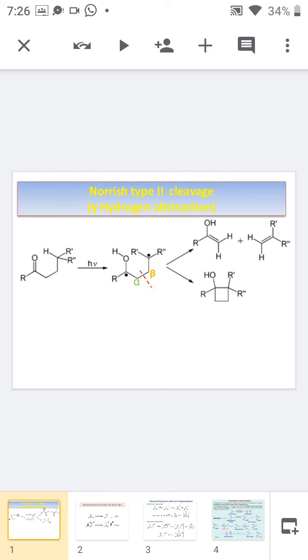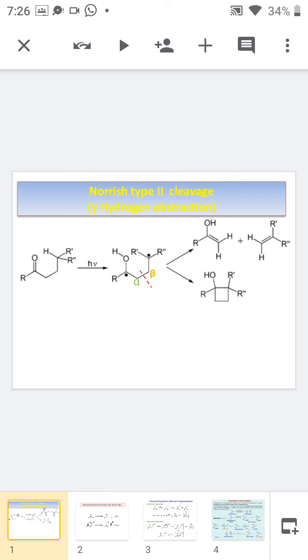Here also Norrish type 2 occurs in carbonyl compounds. So first of all, you know that the carbonyl group is highly photoactive due to the presence of three different types of electrons: non-bonded electrons, pi electrons and sigma electrons. And the sigma and pi electrons are more active towards the photochemical reaction. First of all, the loosely bound pi electrons are homolytically cleaved to form two radicals, one on the oxygen and the other on the carbonyl carbon.